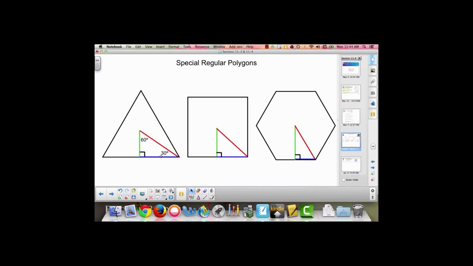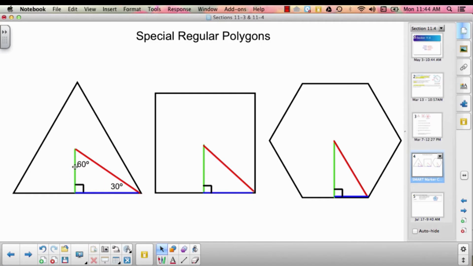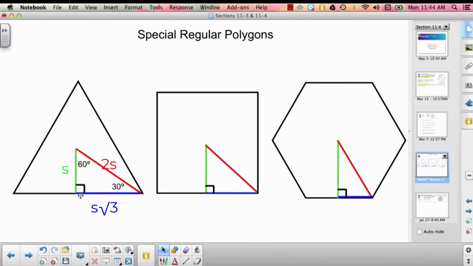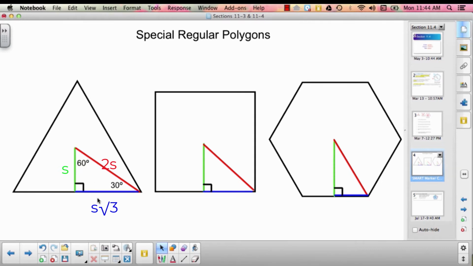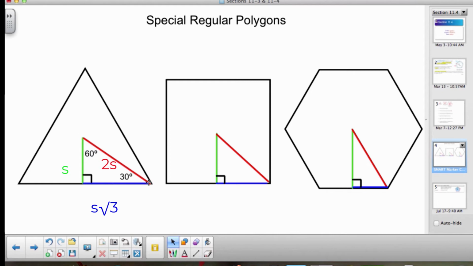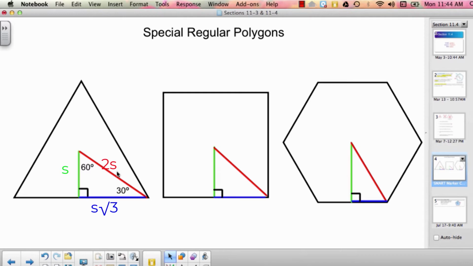Hopefully you recognize our special right triangle here, a 30, 60, 90 triangle, where this side is the short side. So the apothem is the short side. Half the side of the triangle is the long side, or the short side times the square root of 3, and the radius is the hypotenuse, or the apothem times 2.